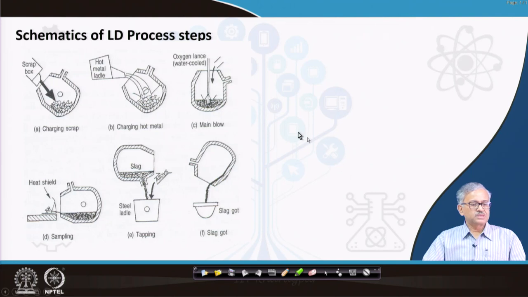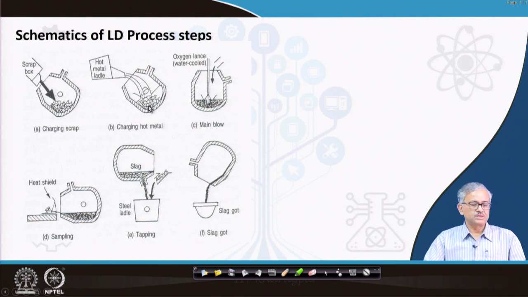Okay, now I'll come to the schematics of the LD process, how the LD process starts, that is, the sequence of charging of different raw materials and when the refining takes place, all these things. So first you can see from the scrap box, the scrap is charged directly into the vessel like this, and then the hot metal is charged over the scrap.